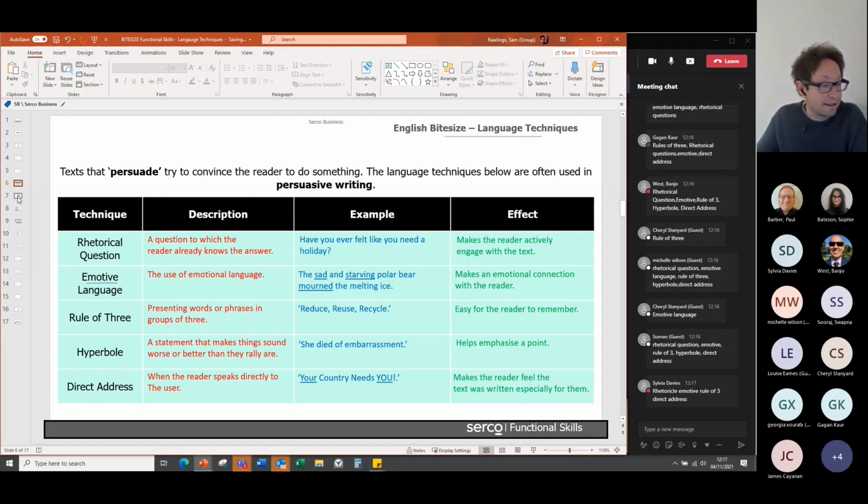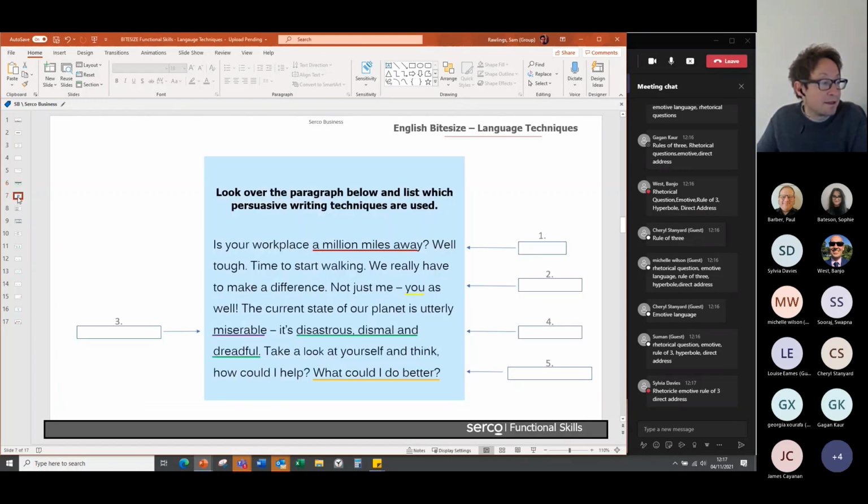Okay, so let's have a practice then and see how you get on. So what we've got here is a text just there, and I've underlined the language techniques that have been used in the text, so making it easier and quicker for you. But what you need to do, where I've got the numbers, you need to write down what the name of that language technique is. So in your chat box, put number 1, tell me what you think it is. Number 2, tell me what language technique you think that is, and so on. So I'll just give you a couple of minutes. Hopefully you should be able to do this quite quick.